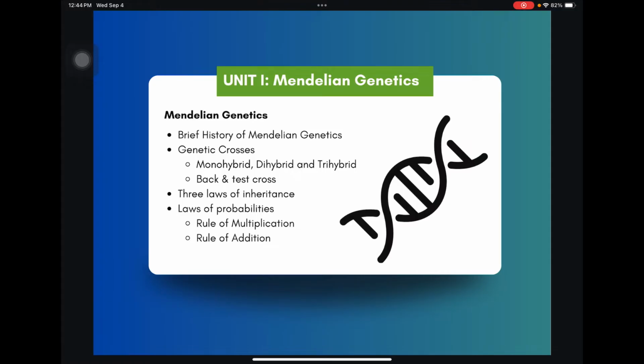On Unit 2, we're going to discuss the autosomes and sex chromosomes. And lastly, for Unit 3, we're going to discuss non-Mendelian inheritance.